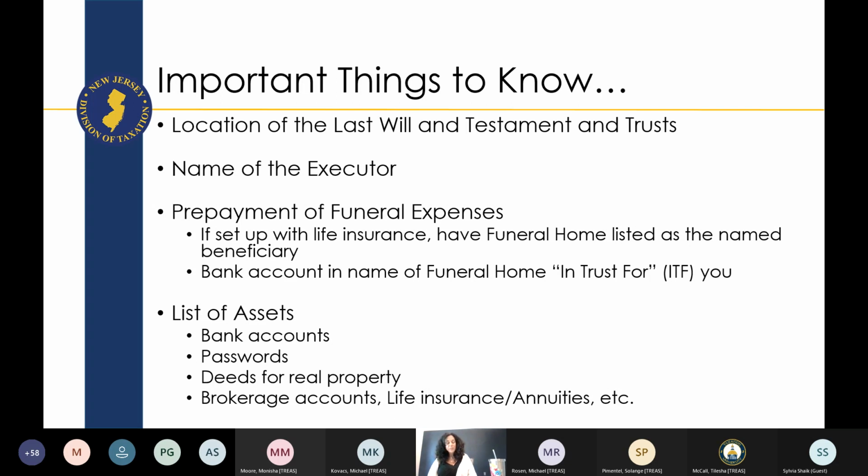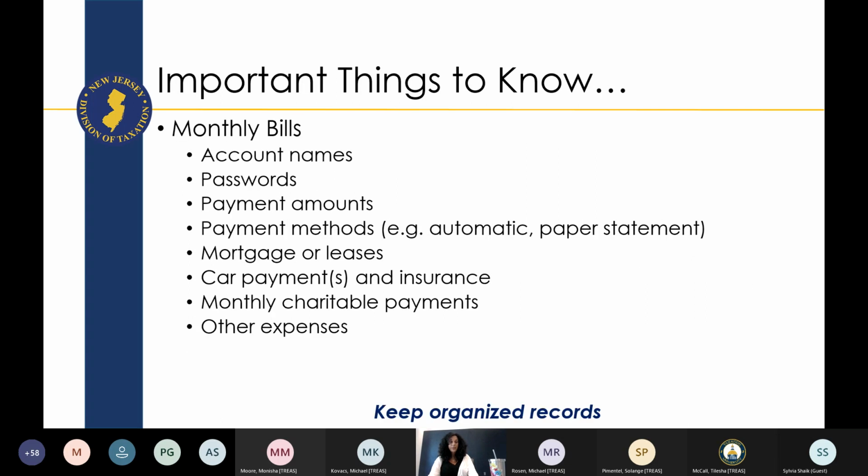You also might want to have somewhere a list of all of your assets, with all of this information that I have. Bank accounts, passwords, that's a really good one to have so that somebody knows what your passwords are. Deeds for real property, because like I said before, we need to look at the deeds because sometimes the deed, the way it's written, can help guide us as to the way something is supposed to be taxed and who it's supposed to go to. It does make a difference. Brokerage accounts, life insurance and annuities.